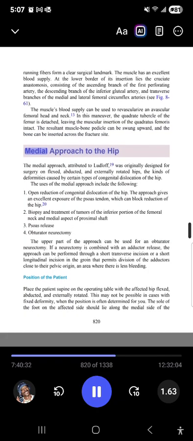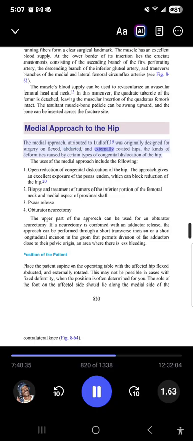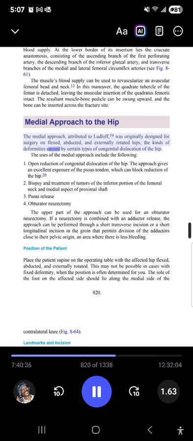Medial approach to the hip. The medial approach, attributed to Ludloff, was originally designed for surgery on flexed, abducted, and externally rotated hips, the kinds of deformities caused by certain types of congenital dislocation of the hip.